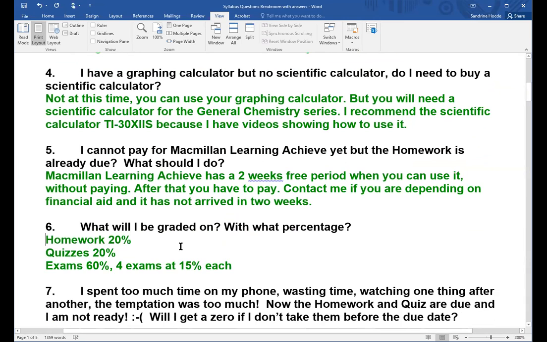Okay, question 6. What will I be graded on? With what percentage? So it's very simple. It's homework, 20%. That's on Achieve. Quizzes on Canvas, 20%. And exams. There are 4 exams in total. So because it's 60% for all exams, it's 15% per exam, right?